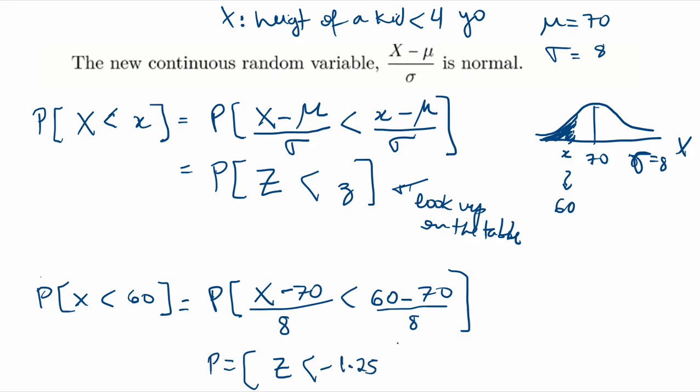1.25, but it's negative. So you're left with calculating this probability, and you can look that up on the table if you tweak it a little bit, right? So we know how to tweak it. Okay, we know how to tweak this. Now we know how to.